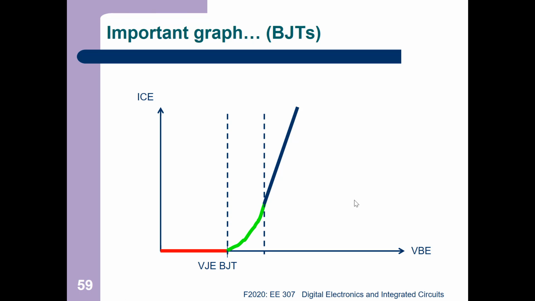The last graph that's important, I'm not going to go over because hopefully you've seen it in 307 and 306. But this is the second graph that is important. And on the x-axis, it's either VBE or VGS. And on the y-axis, it's IC or IDS.